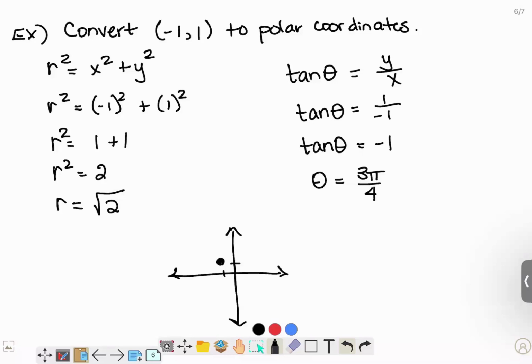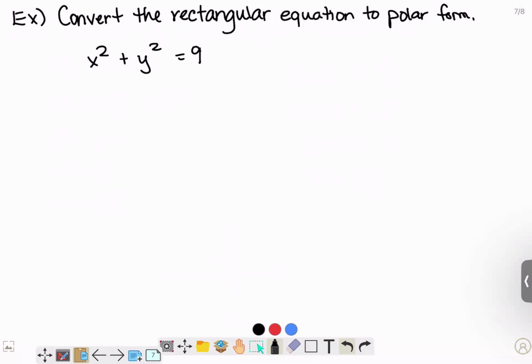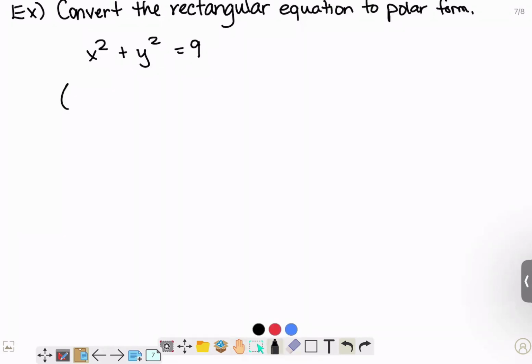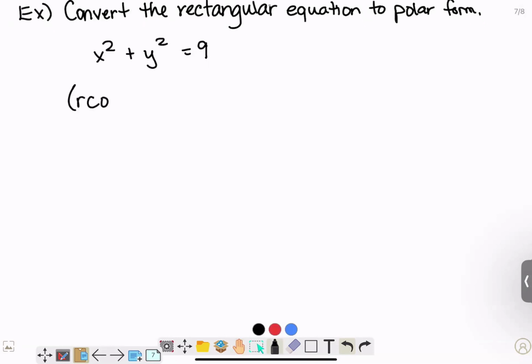Last thing is converting an equation. Okay, so we're going to use those same equations to convert this equation from rectangular form to polar form. So I'm just going to substitute for x and y what we have there in the identities. So x was equal to r cosine theta. So I'm just going to plug in for x, r cosine theta, and it's still going to be squared. And then y was equal to r sine theta. So I'm going to replace y with r sine theta, still squared.